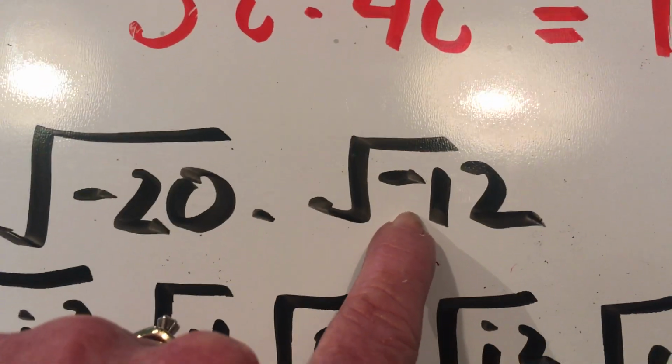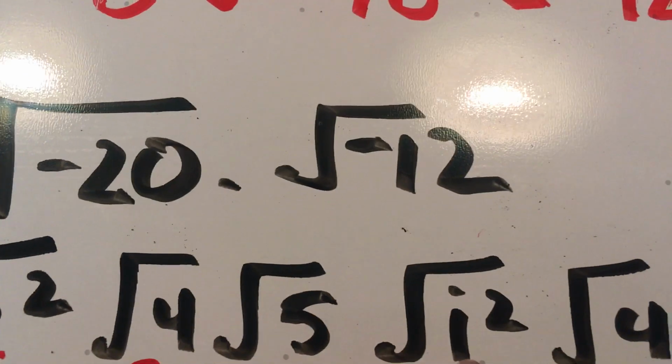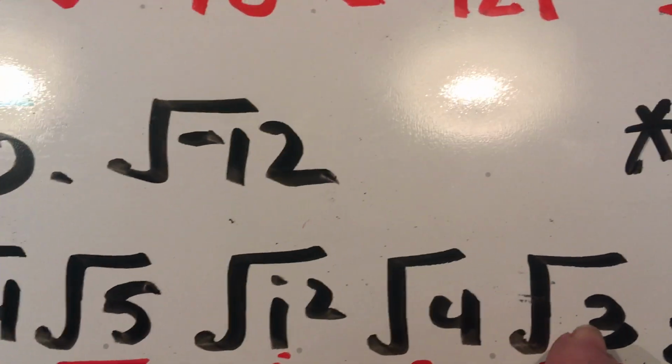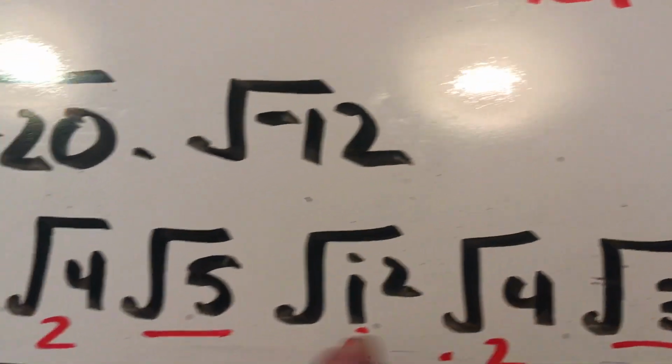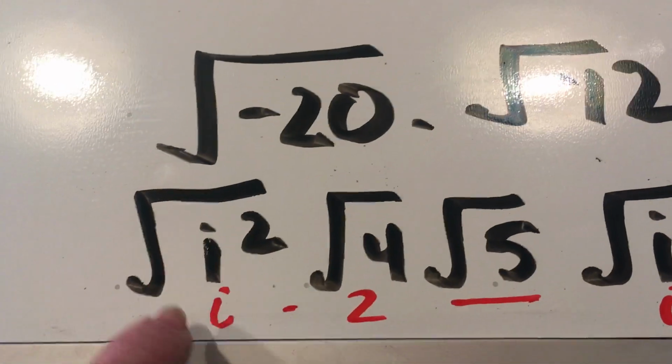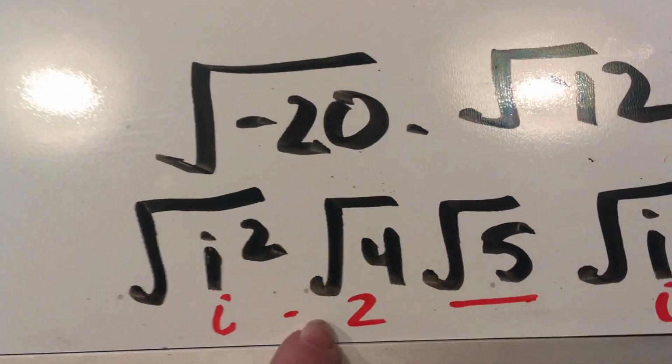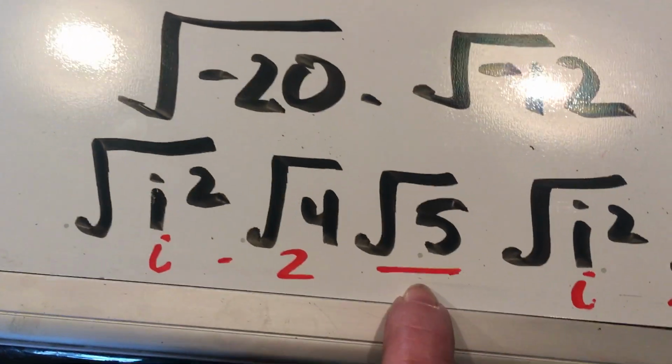-12, the square root of -12. The negative, we're going to jump and make it straight to i squared. 12 is the square root of 4 times the square root of 3. So at that point, we have the square root of i squared, which is i, the square root of 4, which is 2. We're going to leave the square root of 5 alone for a minute.